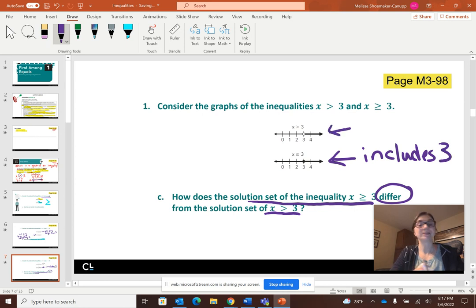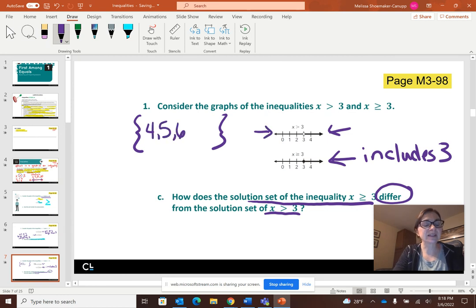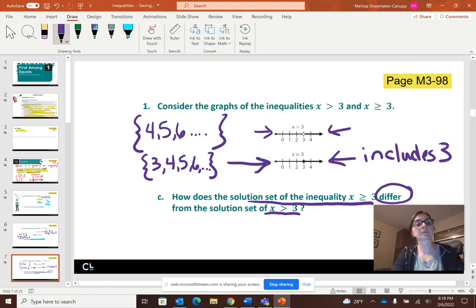This one does not. Okay, so sometimes you might see these weird brackets and it's going to list solutions. So in this one, I would list 4, 5, 6, and somewhere I think in the math book, it gives us these dots. That means forever and ever. Well, in this solution set for this one, it would include 3, 4, 5, 6, dot, dot, dot, forever and ever and ever.